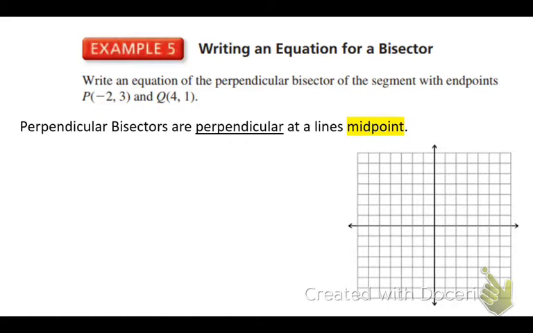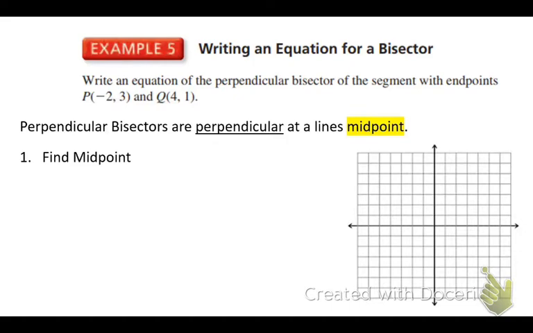We currently have a line, -2, 1, 2, 3. Here's P, 3, 4. We currently have this line. We want to find the perpendicular bisector. Where does a perpendicular bisector cut through another line? At the midpoint. So what do you think is important to find? The midpoint. So step 1 is actually find the midpoint. Step 1, find the midpoint.